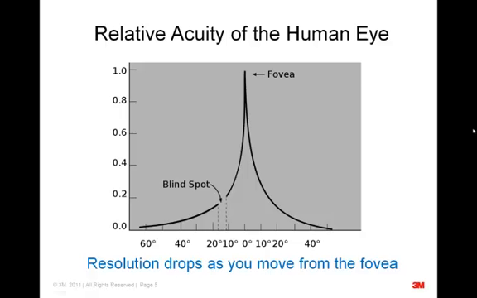The relative acuity or resolution of the human eye is highest right in the center of the fovea, where you have the high concentration of cone receptors. As you move away from the fovea and have the increasing concentration of rod receptors, you can see that the relative acuity or resolution drops off. You can also notice the blind spot. That's where the optic nerve exits the back of the eye, and there are actually no photoreceptors. The main takeaway from this slide is that resolution drops as you move away from the fovea.